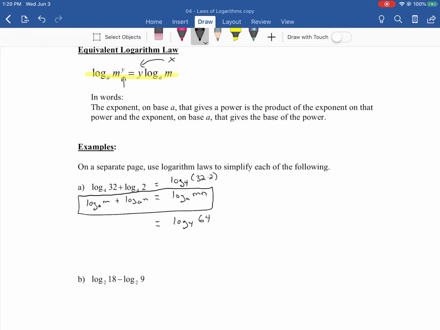But for now, that's not a very friendly log, but look what happened when I multiplied these two things together, 32 and 2, I got 64. That is a very friendly log. The exponent you put on 4 to get 64 is 3. 4 times 4 times 4 is 64. So that's one good reason to use these log laws, is you might get something you can work with.